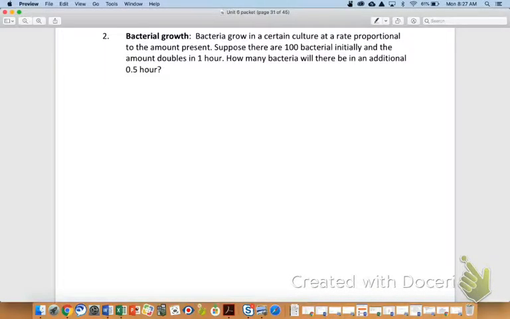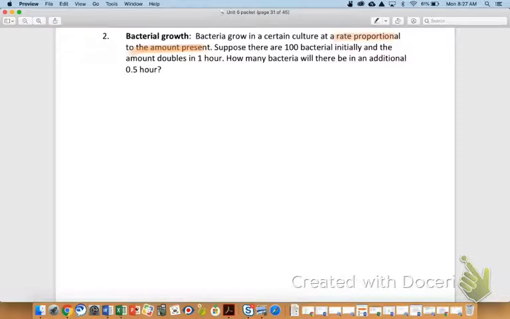So we're going to be looking, like I said, at some science-oriented examples here today. So let's do this one together. This is about bacteria. This is a pretty good example, and the growth is eventually limited, but early on, it's a pretty good example of exponential growth. So bacteria grow in a certain culture at a rate proportional to the amount present. I want to highlight that phrase for you. Bacteria grows at a rate proportional to the amount present.